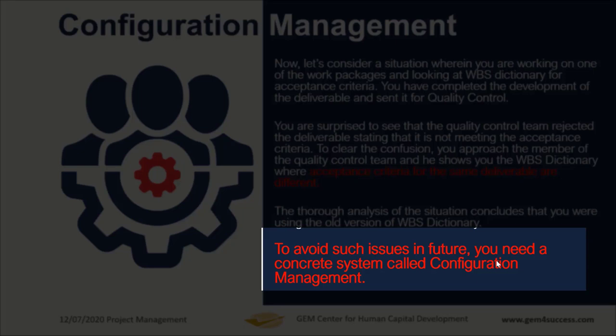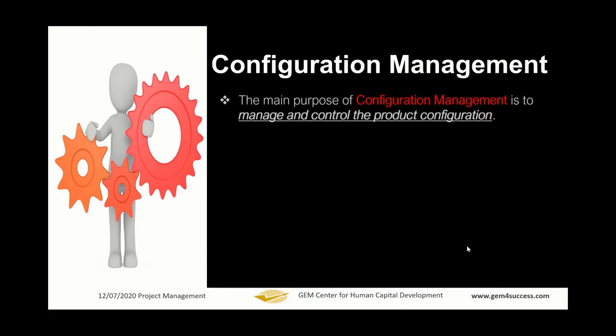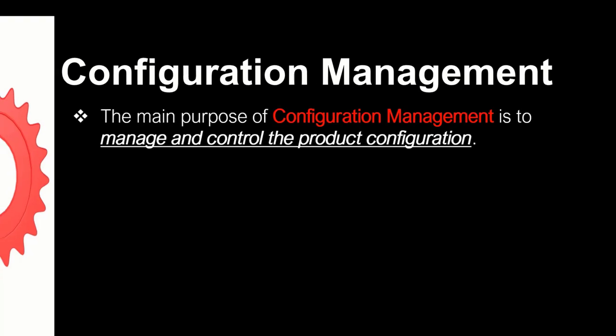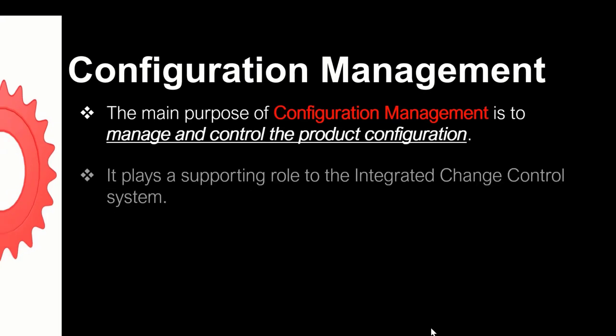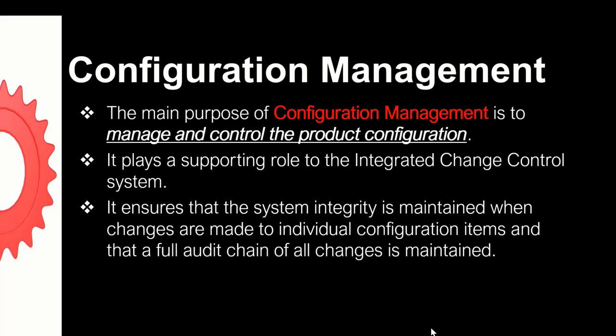To avoid this kind of issue, you need a concrete system for configuration management. So what is configuration management? The main purpose of configuration management is to manage and control product configuration. It plays a role, of course, this is part of your integrated change control system. It ensures that the system integrity is maintained when changes are made to individual configuration items, and then a full audit chain of all changes is maintained.